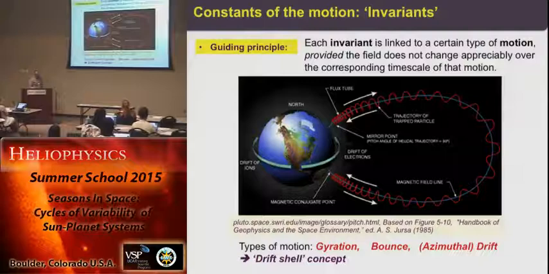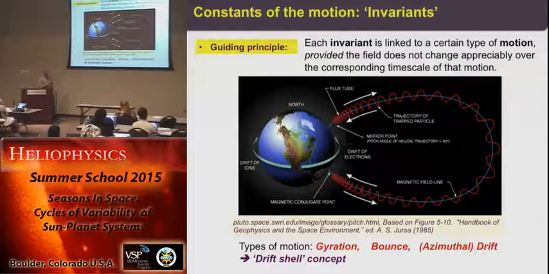Okay, so to summarize some of these ideas, which again other lecturers have been talking about this week, we can assign different invariants or constants of the motion to different categories of particle motion. Okay, so a guiding principle here is that each invariant is linked to a certain type of motion. So we have a first invariant for gyration, we have a second one for the bounce motion of a particle moving back and forth between its mirror points along a field line, and we have a third invariant associated with the azimuthal drift all the way around our favorite magnetized planet.